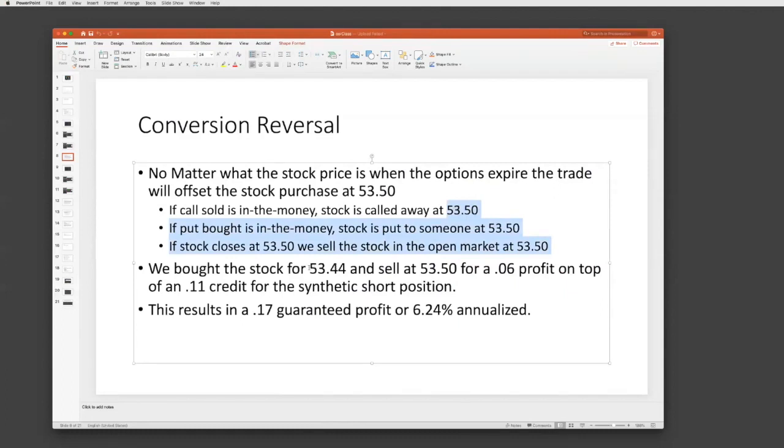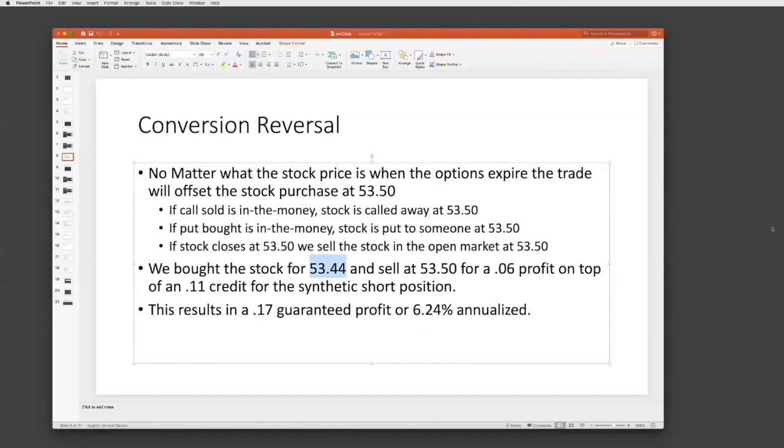Since we bought the shares at 53.44, that gives us 6 cents of profit in the difference between there and the price that we're selling them at. And then we also got a net credit when we created the synthetic options position. When we add the two together, we have a total of 17 cents, which in this case turns out to a 6.24% annualized return.